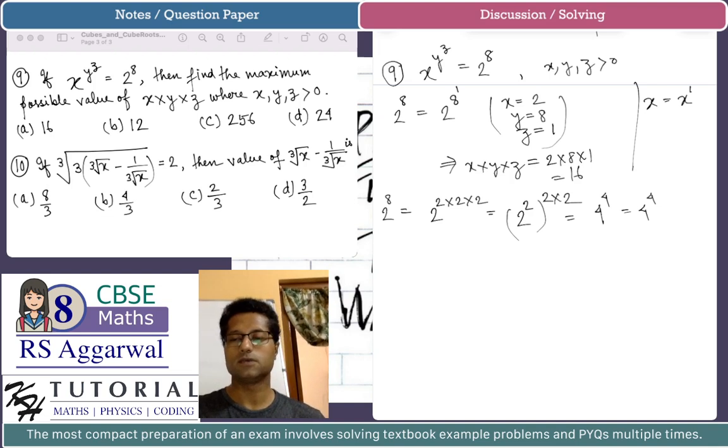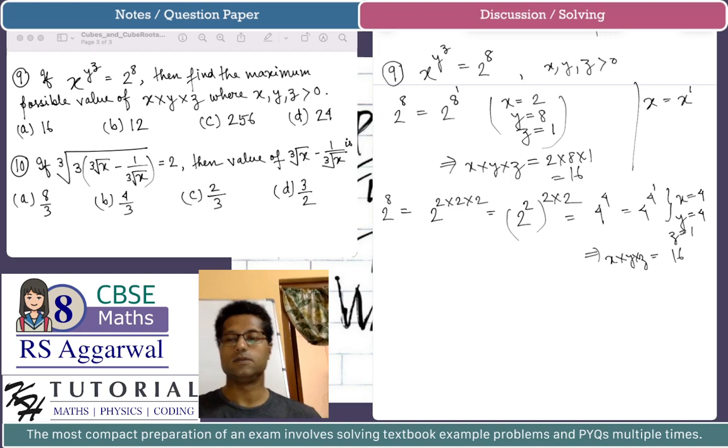4 can be written as 4 to the power 1. So over here we have expressed 2 to the power 8 as x to the power y to the power z, where x is equal to 4, y is equal to 4, and z is equal to 1. So this implies x, y, z is equal to 16.